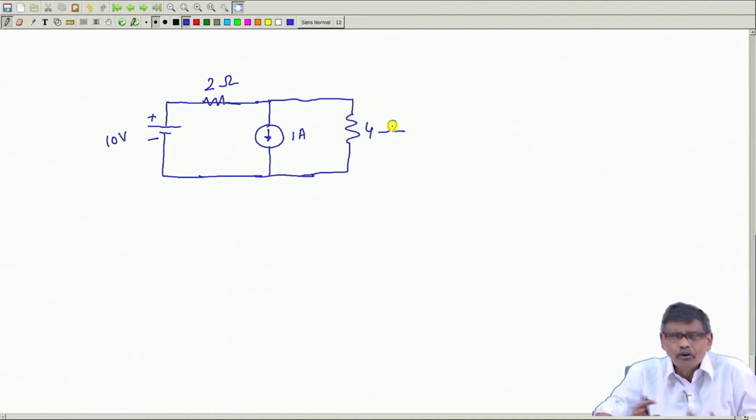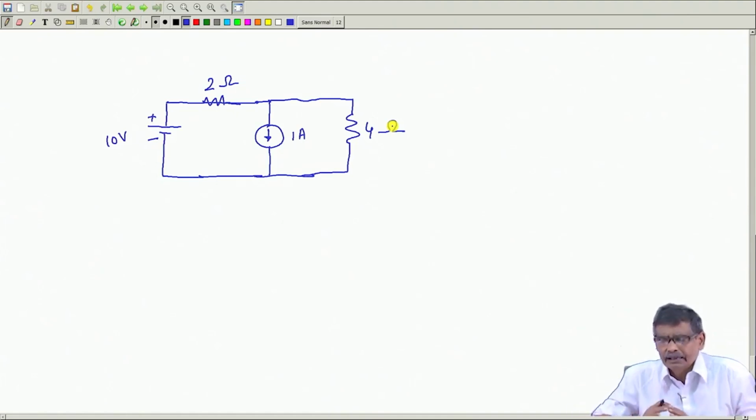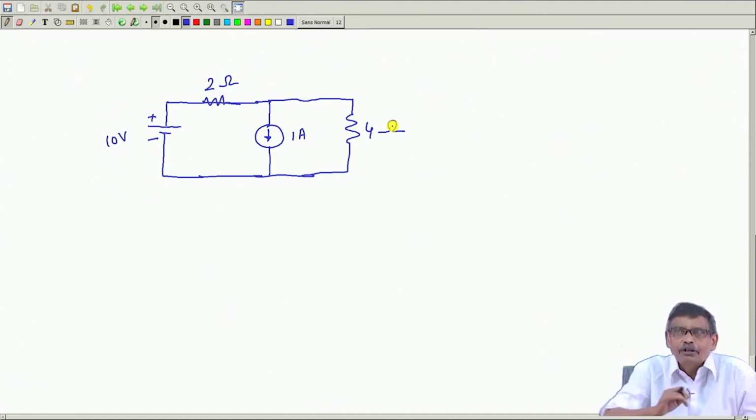Now, I have formally not defined what a loop is, or what a mesh is. I have not done anything like that. Still, as if I am in school days, I know KVL, KCL. Based on that, I will solve this circuit.